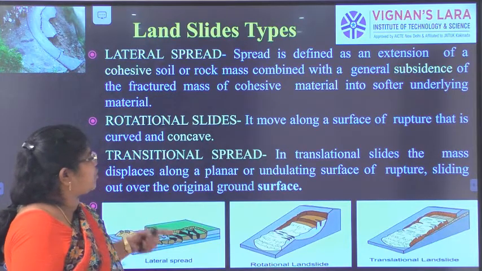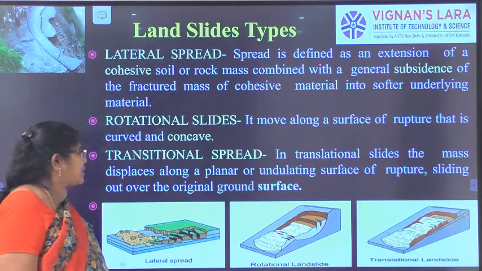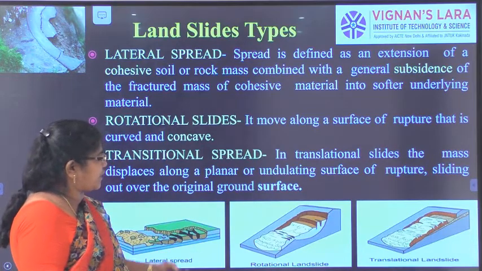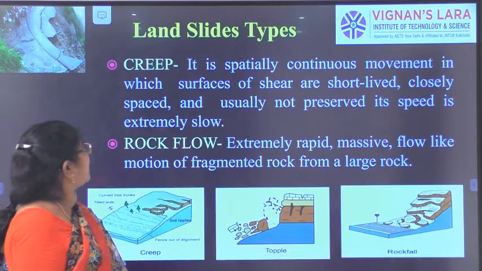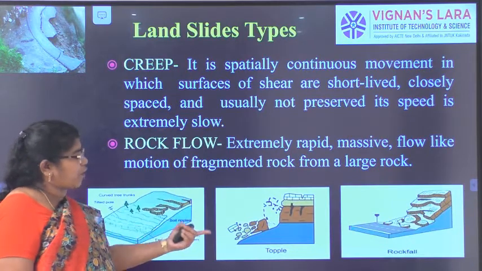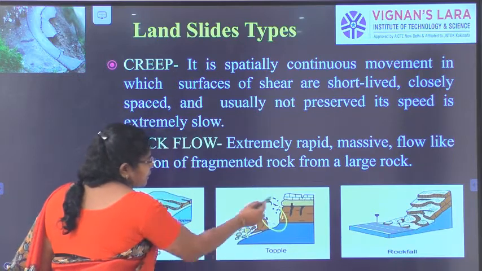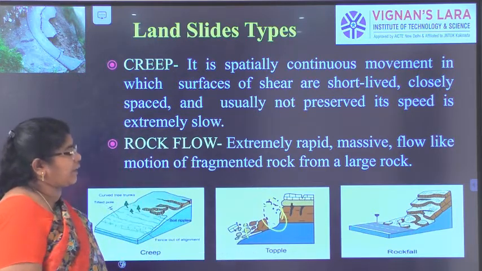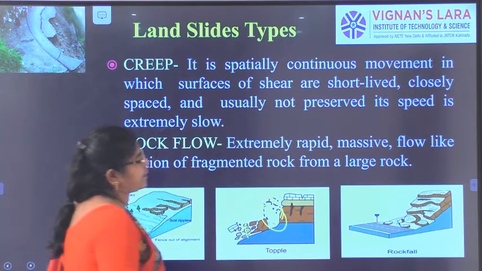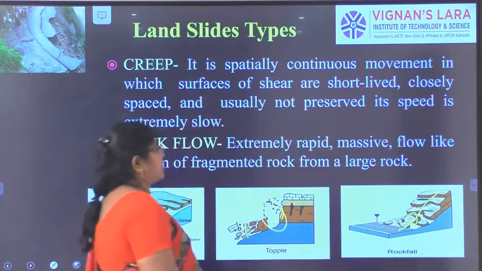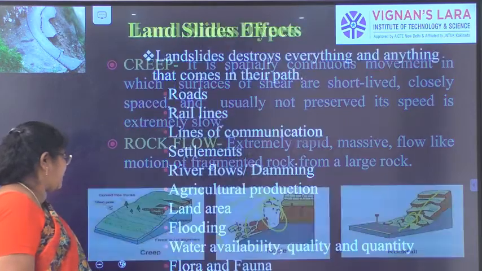Rotational slides move along a surface of rupture that is curved and concave. Then there is the translational slide, and also the translational spread. The next ones are creep, topple and rock fall. Topple, I told you now, it will rotate and fall. That is the toppling effect. And the rock fall also will be there like this. The heavy rocks will fall from one place to another, right? So these are the different types.